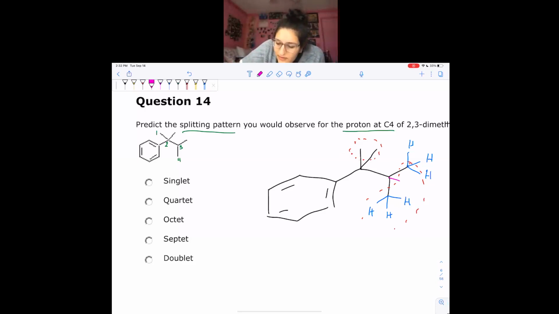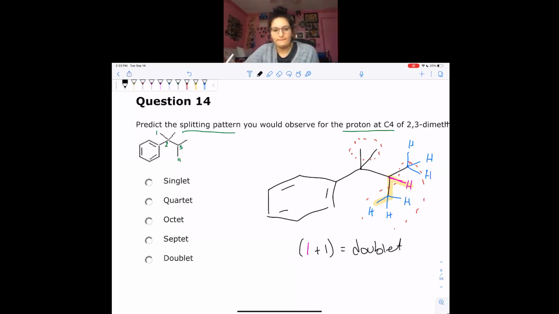And I'm going to draw out this hydrogen right here. So we're going to go 1 bond length, 2 bond lengths, 3 bond lengths. The only thing we reach is the pink hydrogen. So we're going to say we have 1 pink neighbor, plus 1 would give us a doublet. So I would pick doublet.